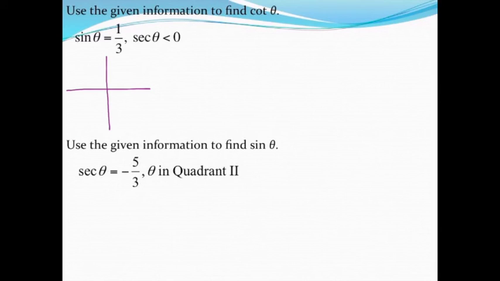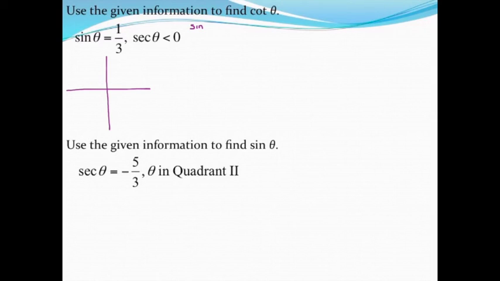If you watched our last video, we know that we're going to start this problem by drawing a right triangle to help figure out our other trig ratios. First thing though is I need to figure out what quadrant my right triangle is going to be drawn in, and to do that I need to use the two pieces of information they gave me.